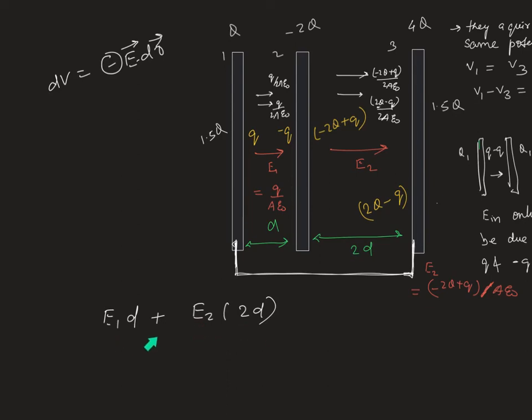And this is your total potential difference. And why is it your total potential difference? Because E1 and E2 are in the same direction. I want you to understand here, because E1 and E2 are in the same direction, that is why I am using a plus sign.